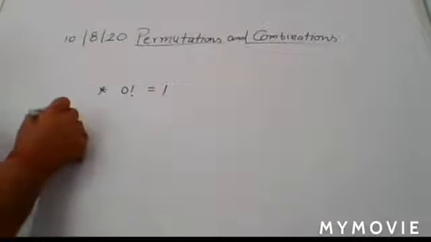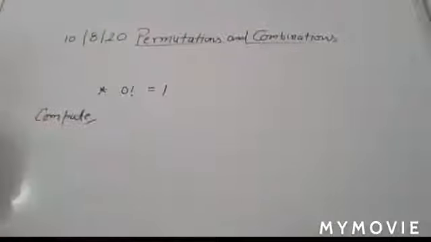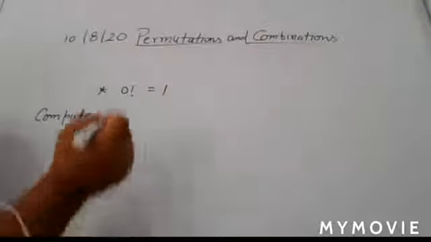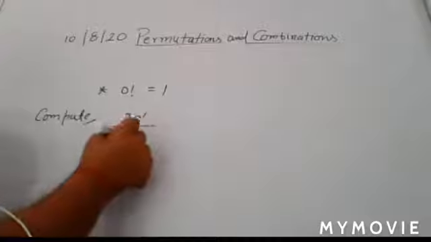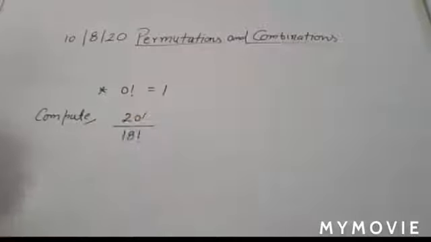Okay, so next question. Compute. Here you have to find its value: factorial 20 upon factorial 18. You have to write its value. What is the value of factorial 20 upon factorial 18? How do you solve such a type of problem?